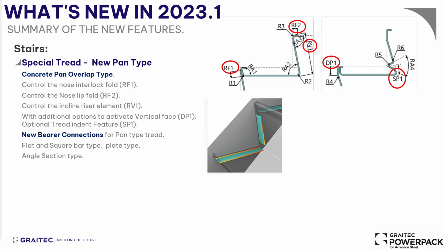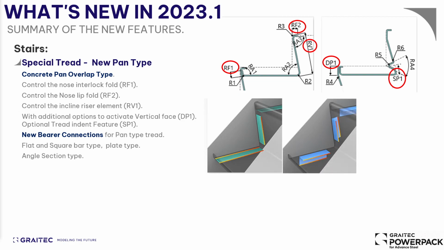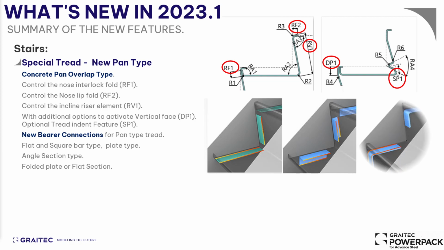The second option has to do with angle. Some people are still using angles to perform this task, so we've introduced those in the same configuration across the base of the pan and the rear of the incline riser. The final type that we did is a folded plate or folded flat section profile, and this is formed to make the connection on the underside of the tread, again to the base and the rear of the riser element, and it's formed out of a folded plate. There's a couple of other sub options in there as well to put a second bend into it.